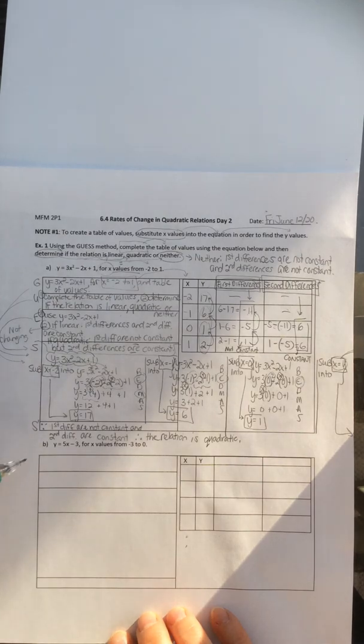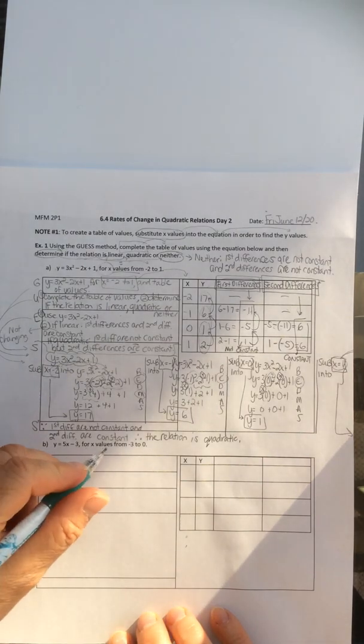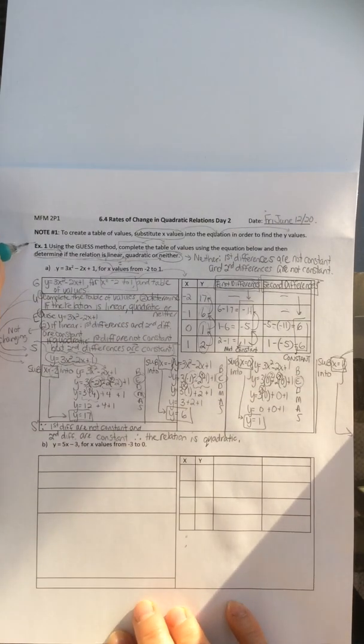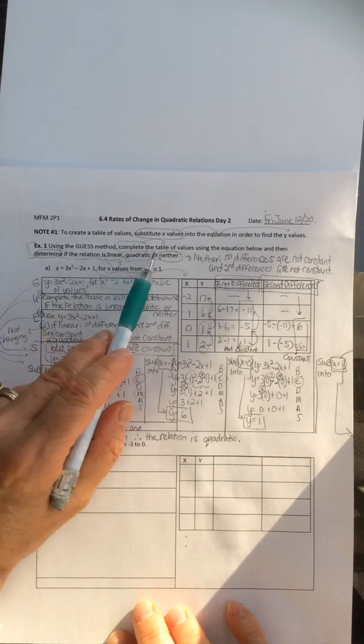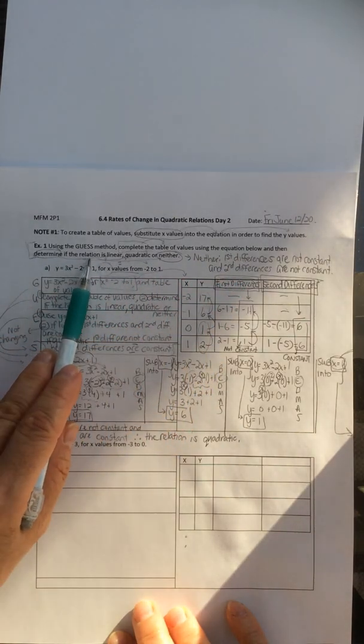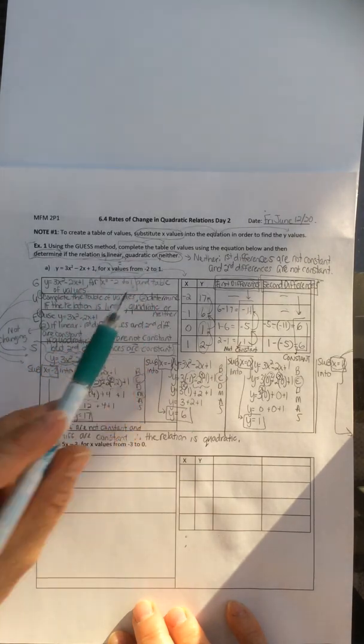B, y equals 5x minus 3 for x values from -3 to 0. We are still using this instruction, which says using the guess method, complete the table of values using the equation below, and then determine if the relation is linear, quadratic, or neither.